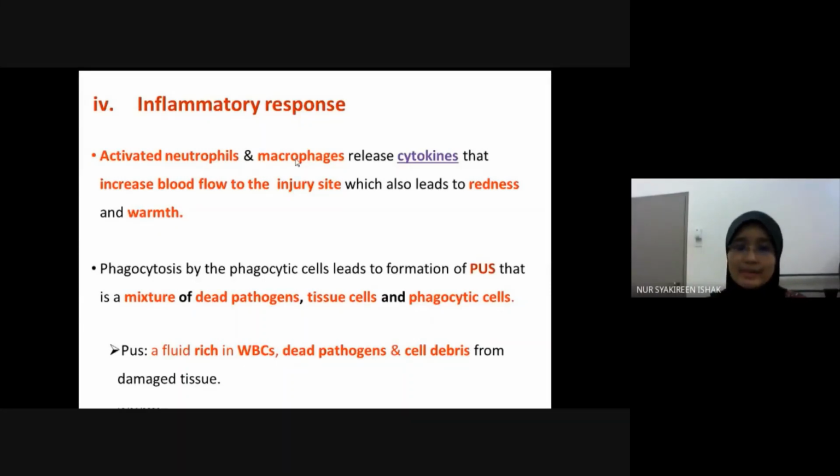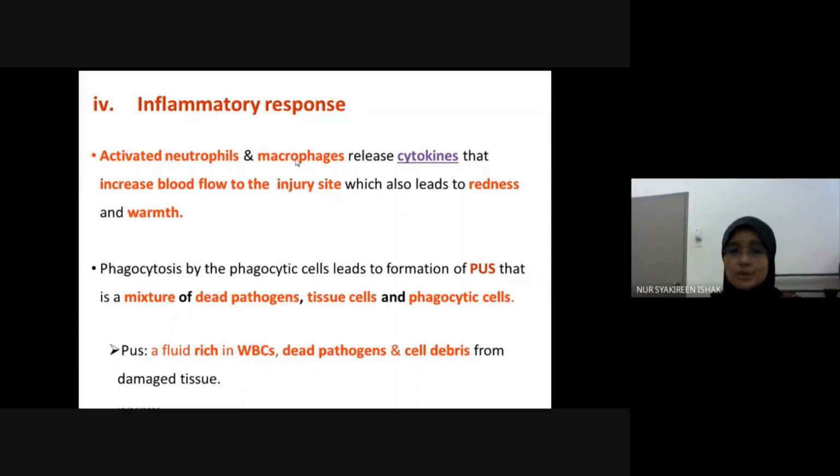Okay, so these two cells, neutrophil and macrophage, dua cells ni dia akan keluar daripada blood vessels, dia akan pergi kepada dalam interstitial fluid and dia akan release cytokines, okay, signaling molecules, alright. So the function of the cytokine is to increase more blood flow to the injured area and that will lead to redness and also warmth, okay. So ada dua lah tadi. Yang first akan menyebabkan vasodilation semua tu adalah histamin, okay, daripada mast cell. Yang lagi satu signaling molecule adalah cytokine daripada neutrophil dan juga macrophage.